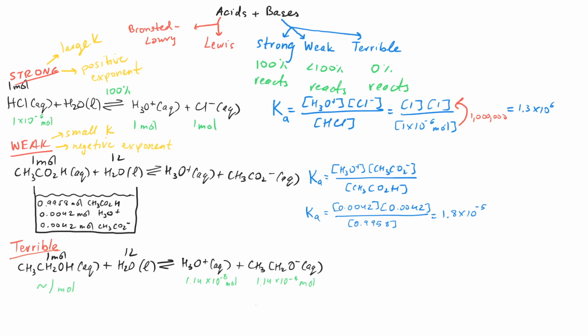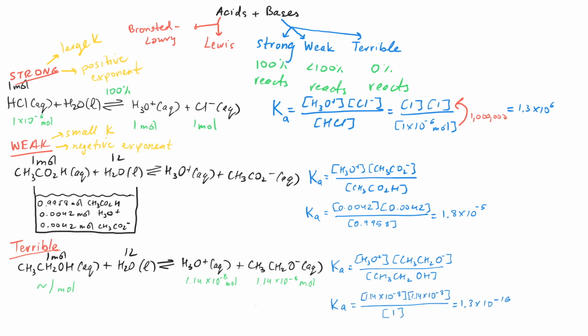And that's why we call it a terrible acid. We can once again calculate the equilibrium constant, which will be the concentration of the products over the concentration of the reactants, and it will equal 1.3 times 10 to the negative 16. Now, it might not seem that the equilibrium constants for weak and terrible acids are that much different, but in reality, the equilibrium constant for acetic acid is 10 billion times greater than that for ethanol, and that's a big difference. And so, because terrible species barely react, they have very, very small equilibrium constants.